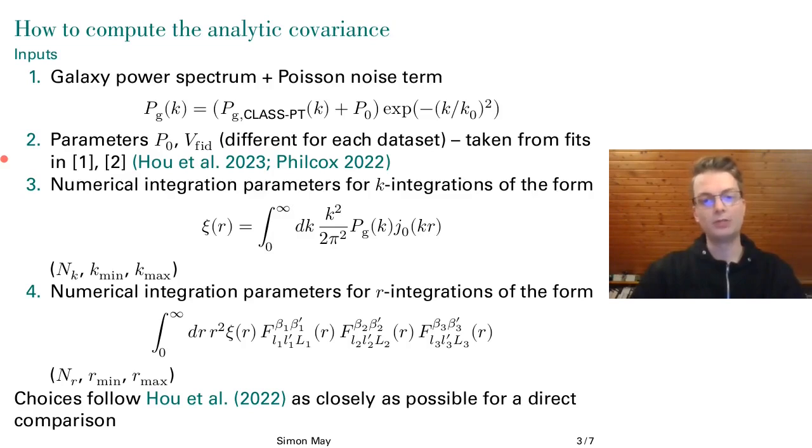And the rest is really just some numerical integration parameters. So first, there are some integrations in k-space that show up, for example, for some correlation functions, like this standard 2-point function here. And second, there are integrations over R, over products of these 2-point correlation functions. And with our choices, we follow Ho et al. 2022 as closely as possible, again, to be able to compare directly.